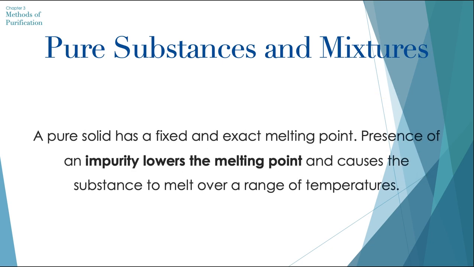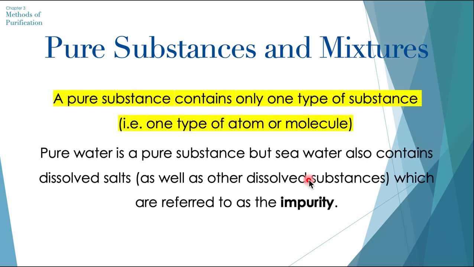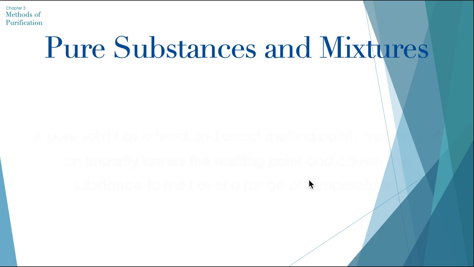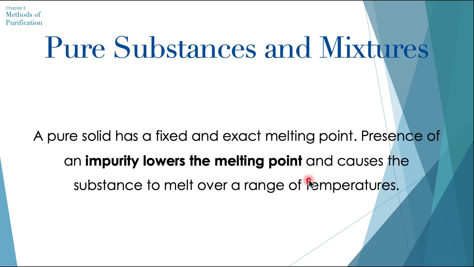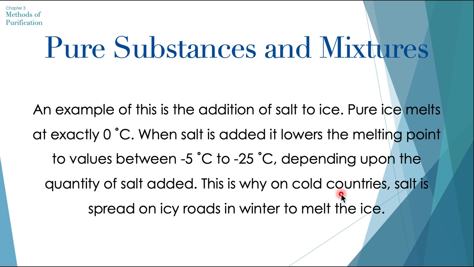So in the previous chapter, we read about melting and boiling points and the states of matter and their changes of state. In that we read that a pure solid has a fixed and exact melting point. Presence of an impurity lowers the melting point and causes the substance to melt over a range of temperatures. An example of this is the addition of salt to ice. Like I said in the beginning, seawater is something like the same.